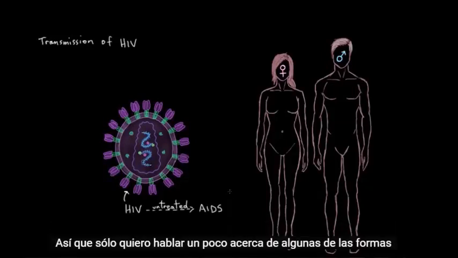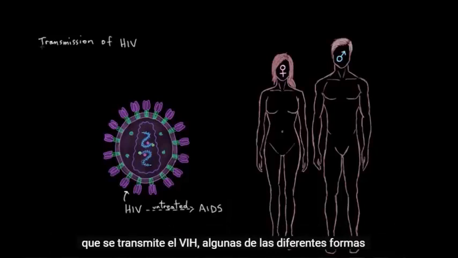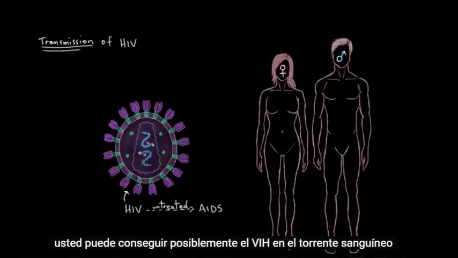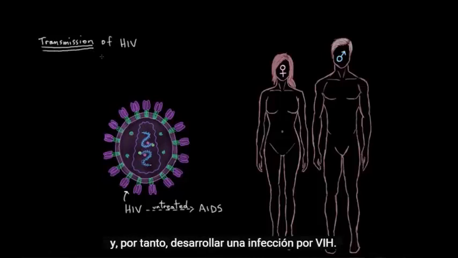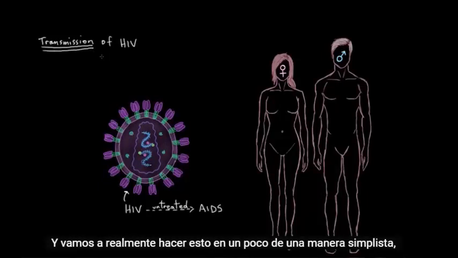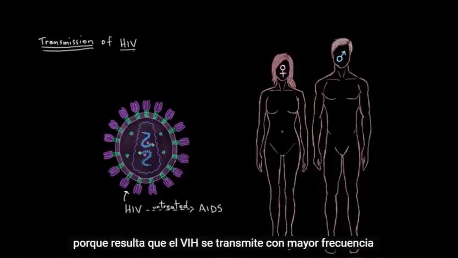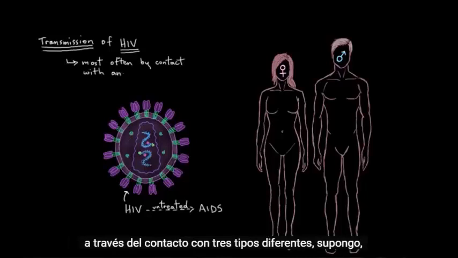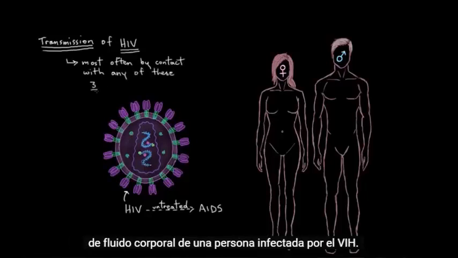So I just want to talk a little bit about some of the ways that HIV is transmitted, some of the different ways you can possibly get HIV into your bloodstream and thus develop an HIV infection. And let's do this in a bit of a simplistic way, because it turns out that HIV is most often transmitted through contact with 3 different types of body fluid from an HIV-infected person.